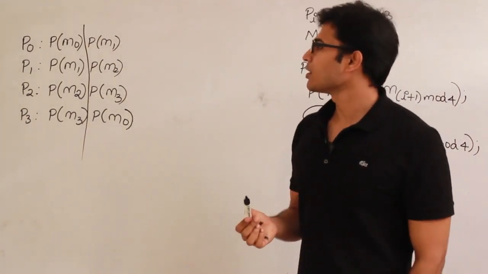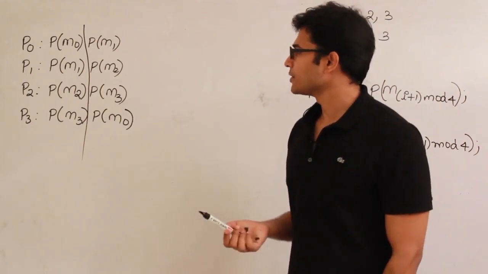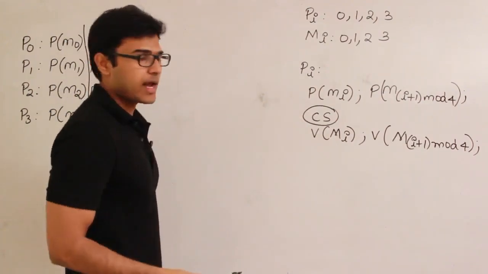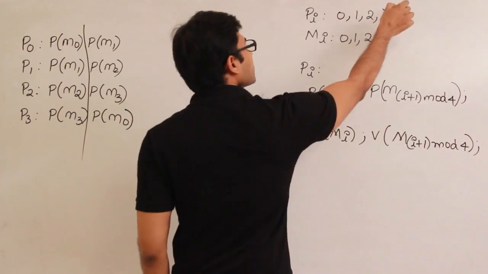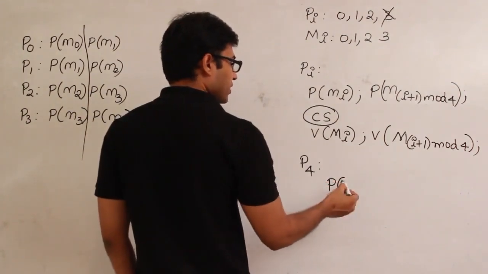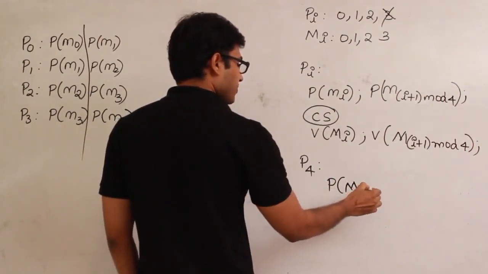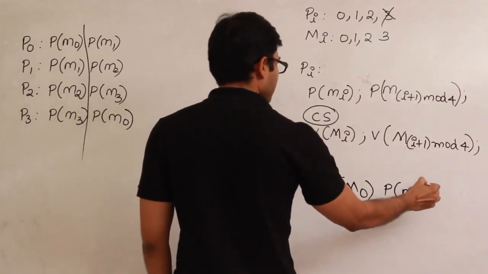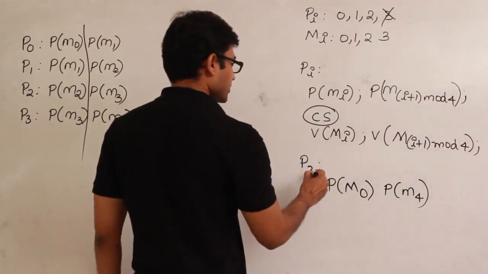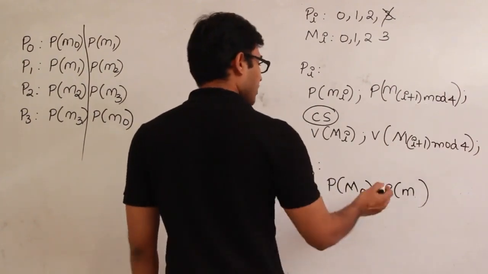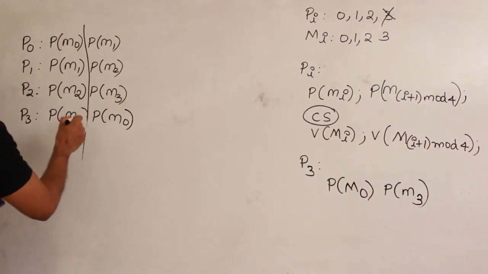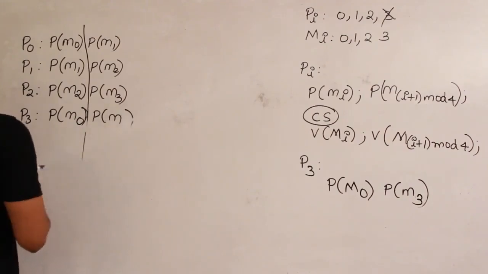Now, if you don't want deadlock to happen here, maybe you could do one thing. For P0 to P2 you run this code, and for P3 you run a different code. Instead of waiting on M3 and then M0, why don't you wait on M0 and then M3? I am waiting on the same semaphores, just in a different order. So what happens if I wait here on M0 and then M3 instead of M3 and M0?